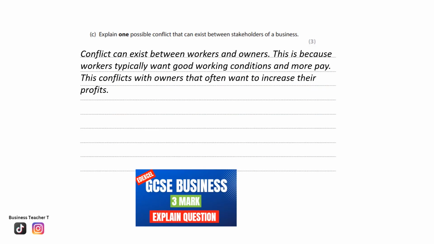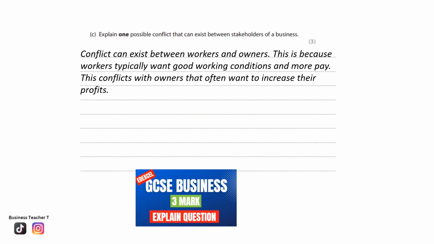Conflict can exist between workers and owners. This is because workers typically want good working conditions and more pay. This conflicts with owners that often want to increase their profits. So as you can see, straight to the point, answering the questions. We've got the linked strands as required, and we've got our full 3 marks.